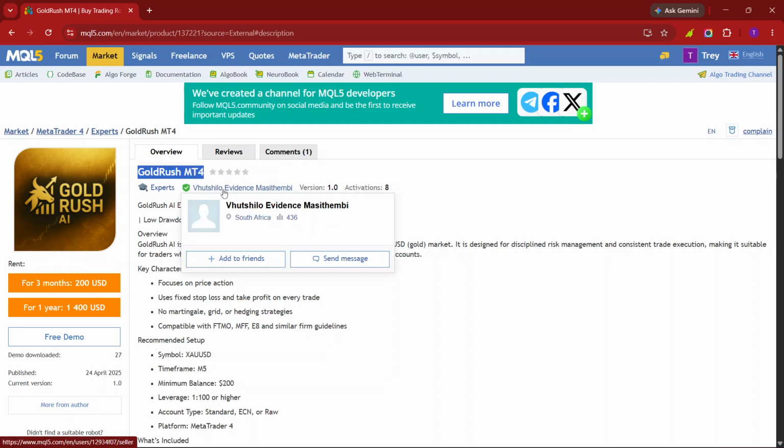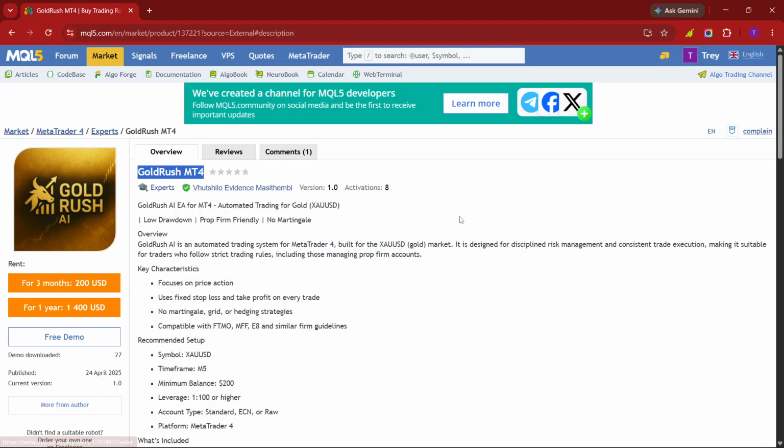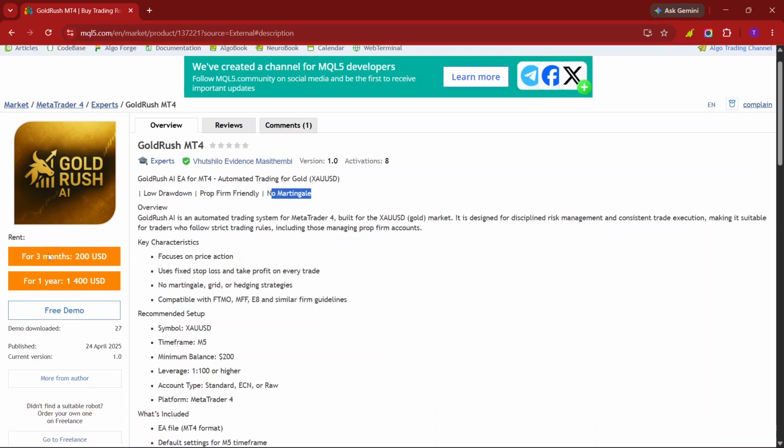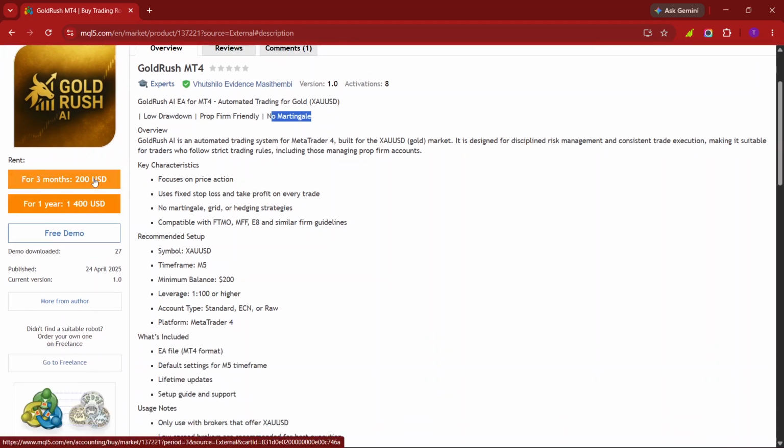It's also available on MT5 under a similar name from the same developer, Visual Evidence Sitembi from South Africa. It's marketed for gold USD on the M5 time frame, and the big selling points you will see right on the MQL5 page are the low drawdown, prop firm friendly, and no Martingale. There's no option to buy, but there's an option to rent for 3 months at $200 and 1 year at $1,400.